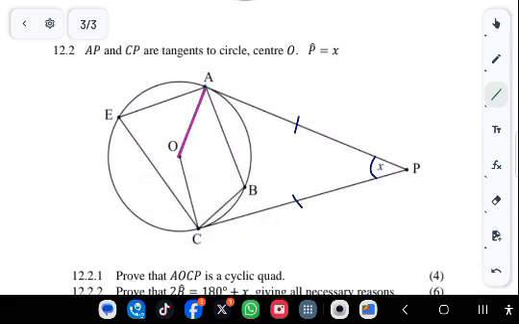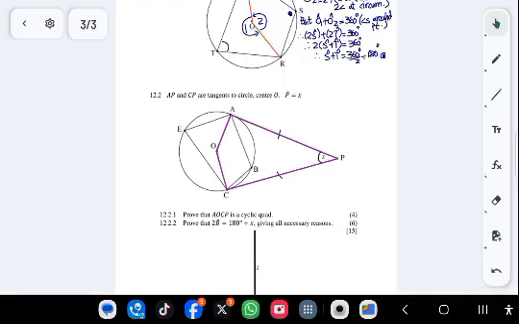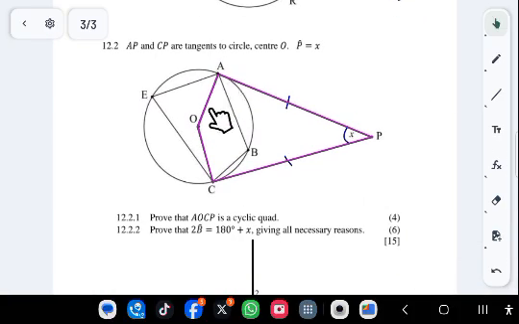Let's highlight this in purple so you can see it. There is the cyclic quadrilateral we're supposed to prove. Prove that AOCP is a cyclic quadrilateral.